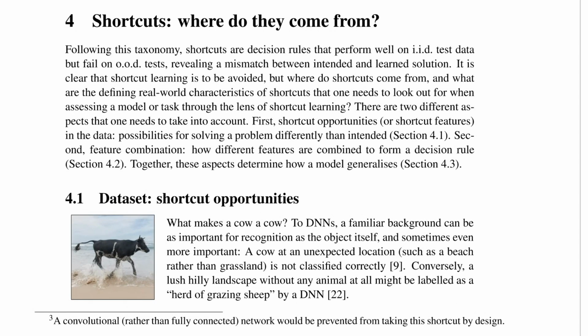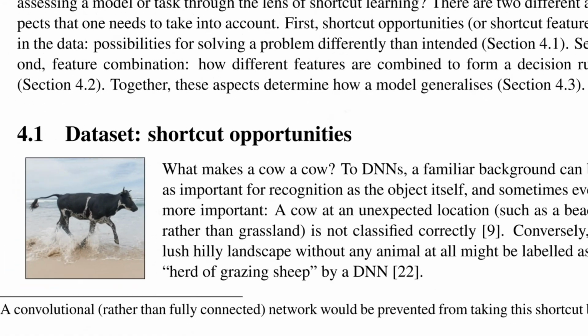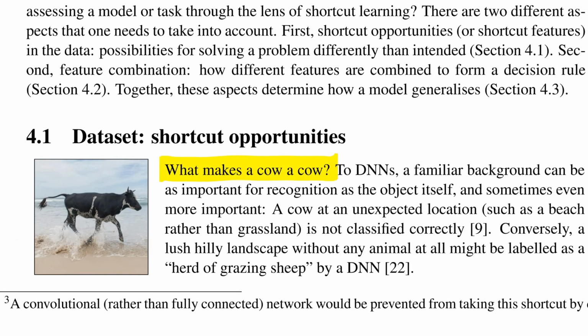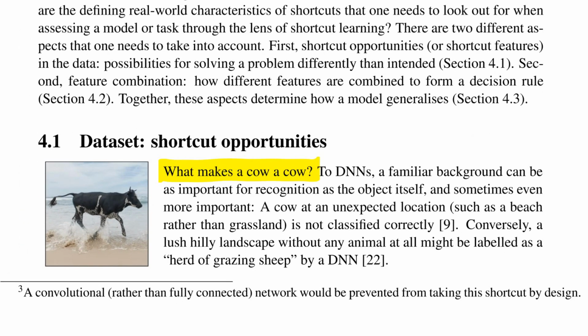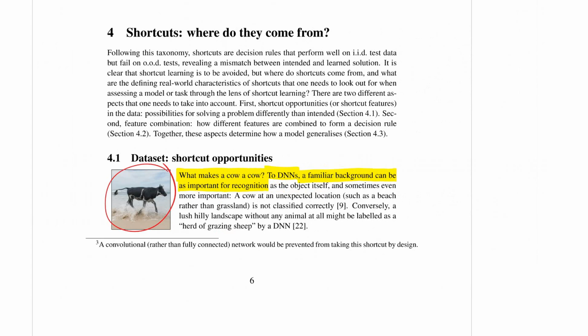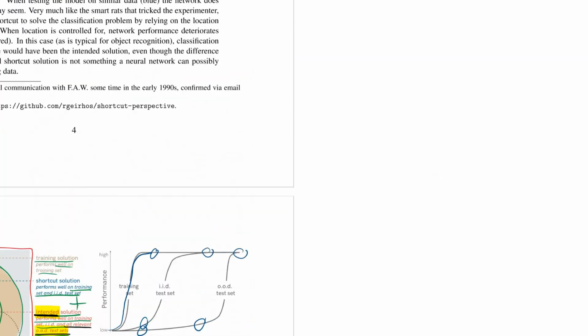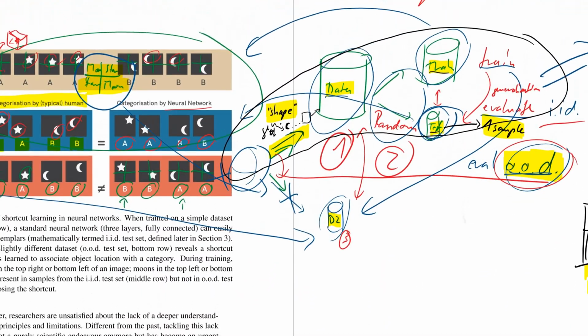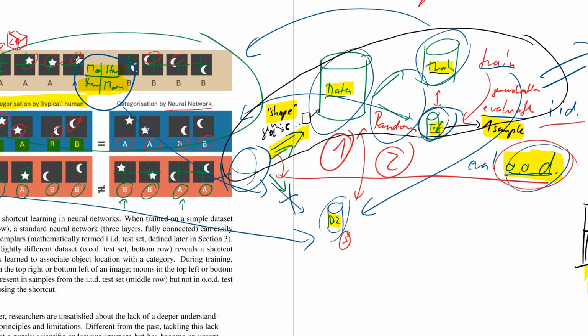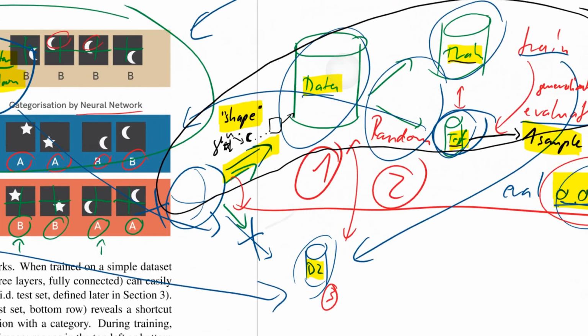So they ask, shortcuts, where do they come from? And they say a lot of the things that I've been saying here. But for example, they ask, what makes a cow a cow? And they give this example where they say a familiar background can be as important for recognition to deep neural networks, where the deep neural networks will misclassify this picture because they're used to seeing a cow in grass. Now consider this in our framework. Let's say this is an ImageNet classifier. ImageNet is not an object classifier. That's our intent. But what is it a classifier of?